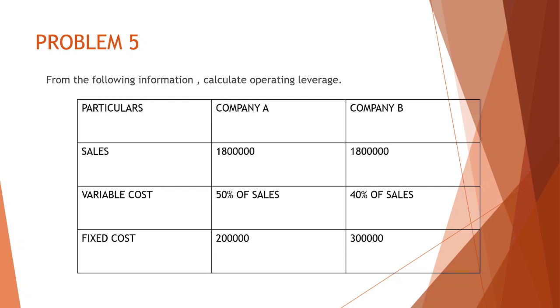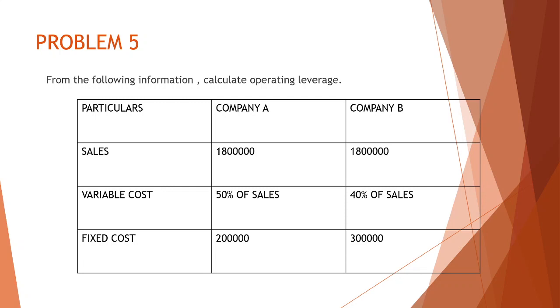Information relating to two companies is given, company A and company B. Sales, the amount is 18 lakhs, for company B also 18 lakhs. Variable cost, for company A 50% of sales, for company B 40% of sales. Fixed cost, for company A 2 lakh and for company B 3 lakh rupees. Now, we'll have to calculate the operating leverage.